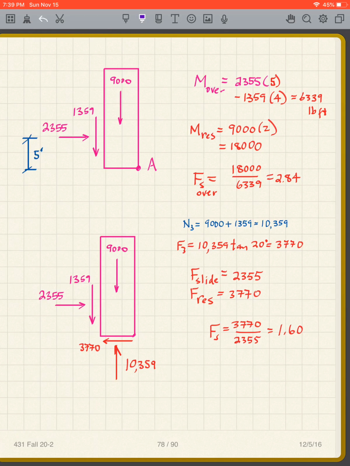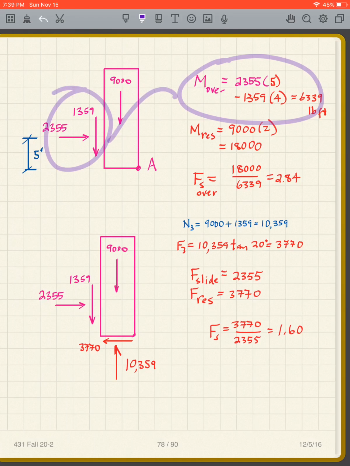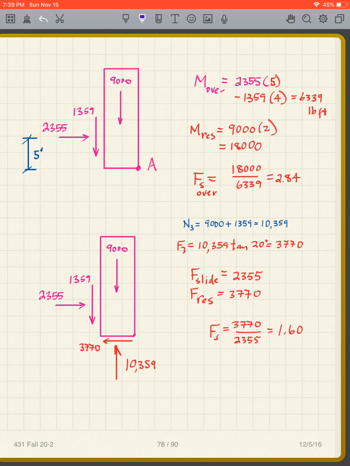And then again, for my overturning, I take both of those into my overturning, and I take this one for my resisting. I get a factor of safety of 2.84. For sliding, what do I have to do? I take that plus that gives me that.